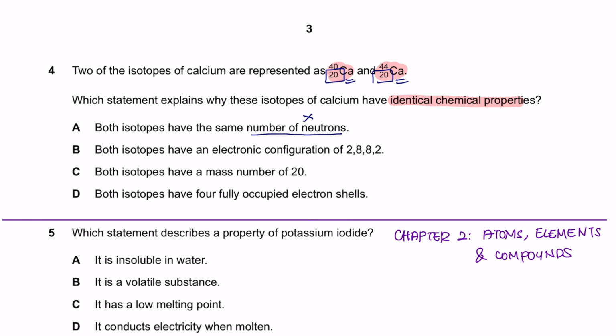This is wrong. Both isotopes have an electronic configuration of 2.8.8.2. Added together, you get 20 electrons, which is the same as 20 protons. As long as they are in the same group, they will have the same chemical properties. So the answer is B.